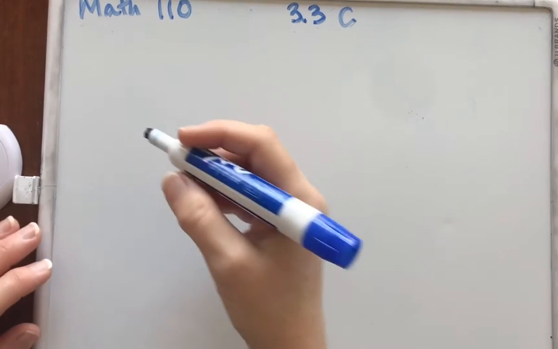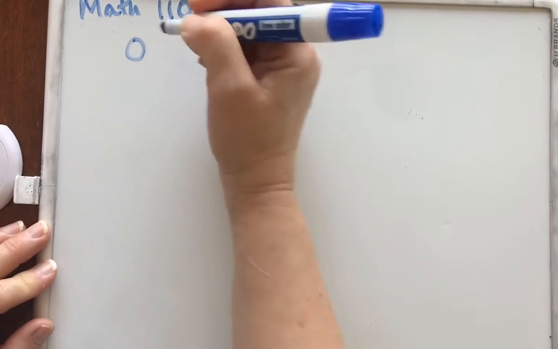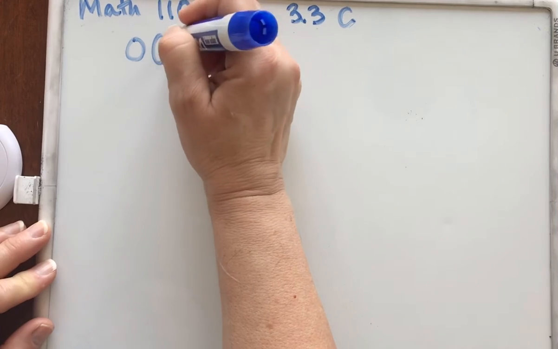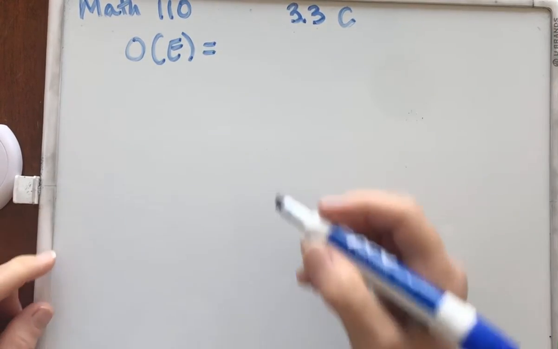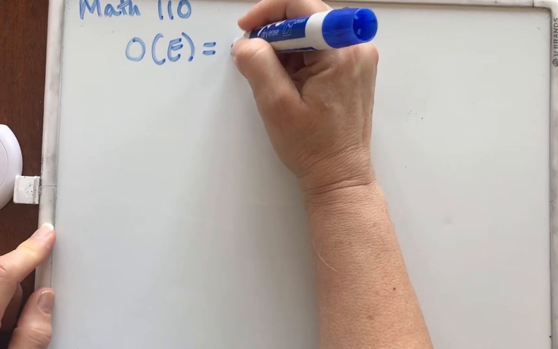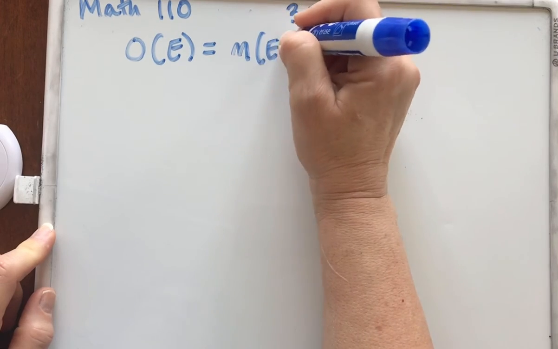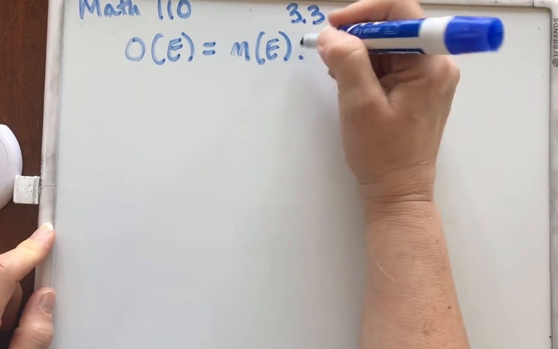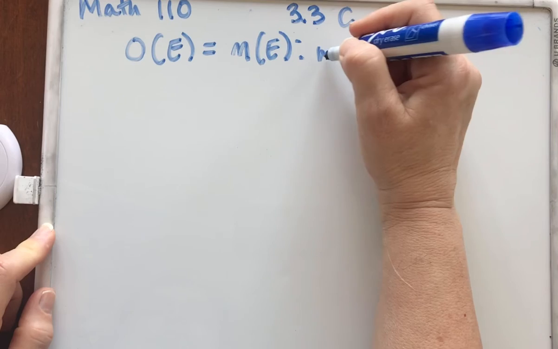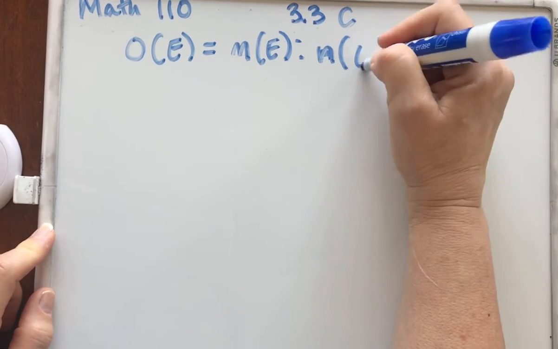2.3c, we're going to look at odds as well. So if I have the odds of an event, what do we remember about that? That is the cardinal number of the event occurring in ratio to the cardinal number of the event not occurring.